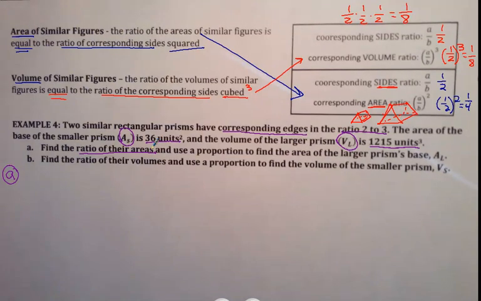Okay, we're going to take this ratio up here and put it into a fraction form, 2/3. Okay, and we want to find the ratio of their areas. So we're going to come back up here to where it talks about their area ratios.